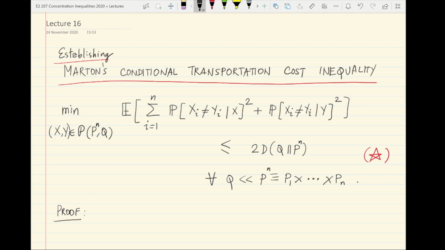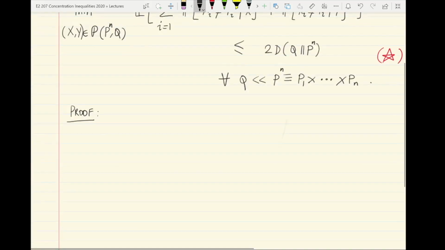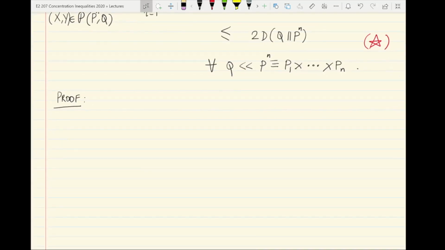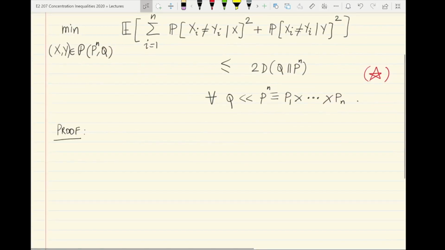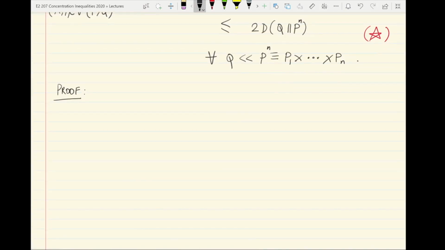We have already proven a similar related inequality, which is Marton's transportation cost inequality, basically where there was no conditioning on x or on y. And we were able to establish there that the inequality still holds, that you can bound the left hand side by a quantity based on the divergence. And we will follow a very similar proof template for doing the same exercise here. So the proof is going to be as before, by induction on the number of variables n. So just as we did earlier.